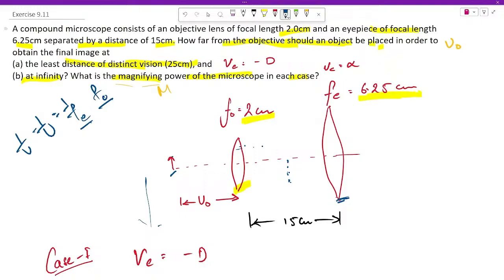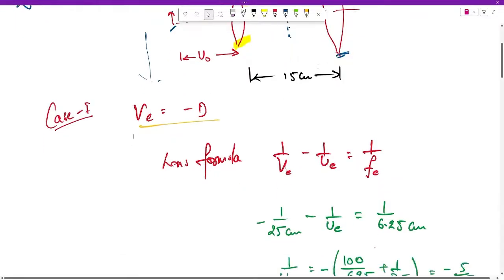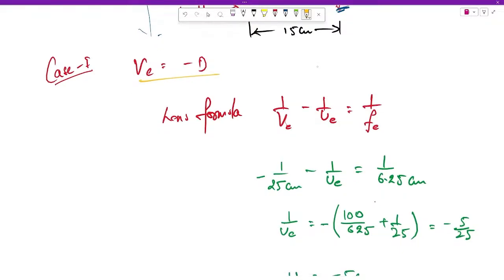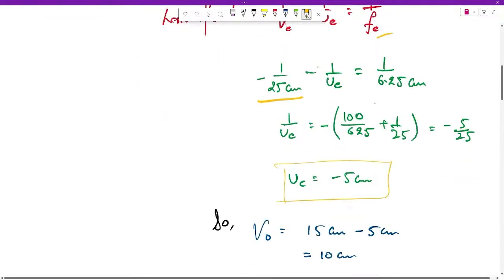So in the first case, the least distance of distinct vision, the final image V_E is forming at minus D. So we will use the lens formula for the eyepiece. We have been given the value of V_E, that is minus D, that is minus 25 centimeter. So using the lens formula for the eyepiece, we have 1 by V_E minus 1 by U_E equals 1 by F_E. Here V_E is minus 25 centimeter, and F_E is 6.25 centimeter, and since it is a convex lens, F_E is going to be positive. Now solving for this, we have got a value of U_E as minus 5 centimeter.